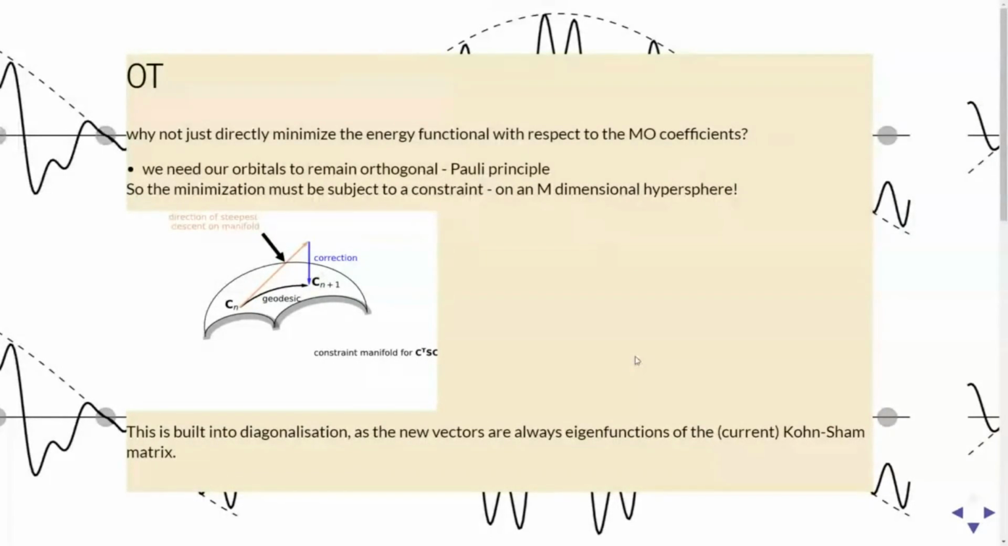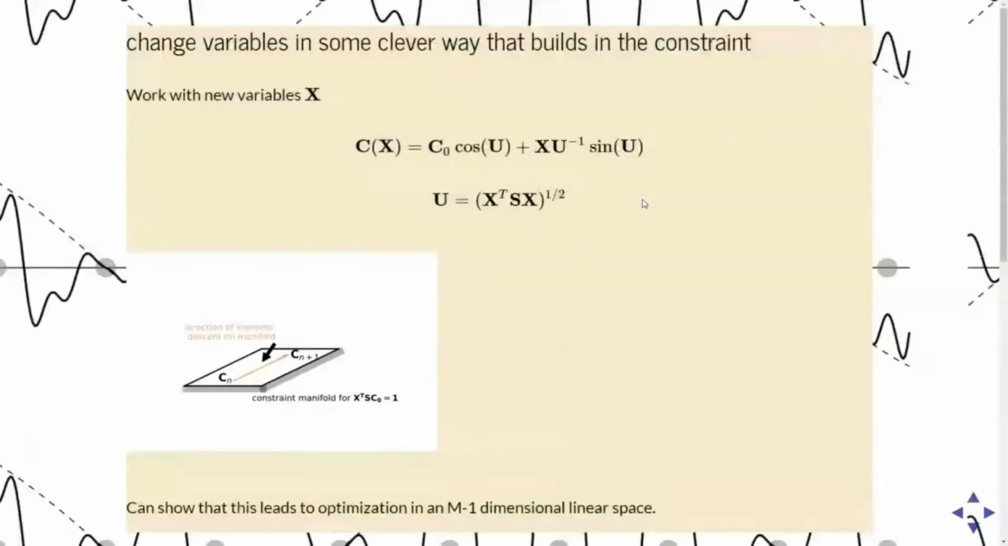CP2K tends to shine for insulating systems, and then there's this method called orbital transform that is really quite robust and fast. And what it tries to do is to find a way to directly minimize the density matrix that's the ground state of the system, without having to do the diagonalization. The downside of doing a direct minimization is that you somehow need to ensure that the eigenstates of the system remain orthogonal, so you don't just get the wave function collapsing. And this is achieved through a fancy transformation of coordinates that I'm not going to mention.